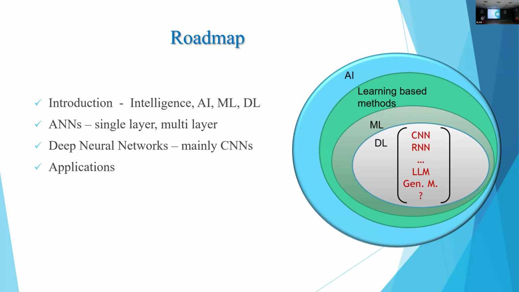So there are different methodologies to make a machine intelligent. Among them, learning-based methodologies is one such. The next one, a subset: learning-based methods. Now, within the learning-based methods, maybe machine learning is one such approach, where using some methodologies, we are trying to make the machine learn.